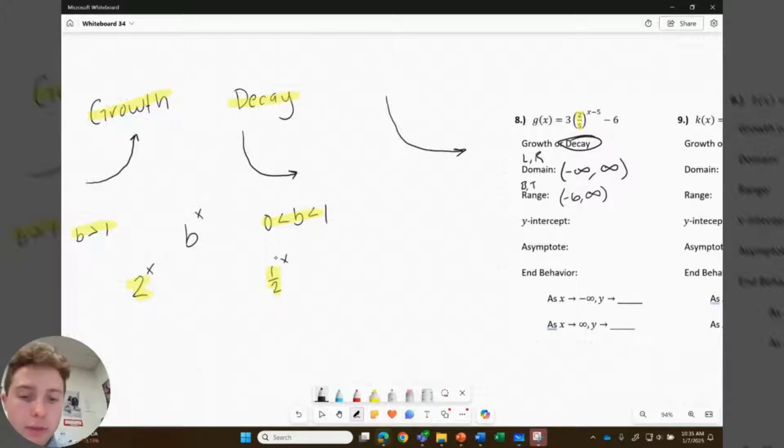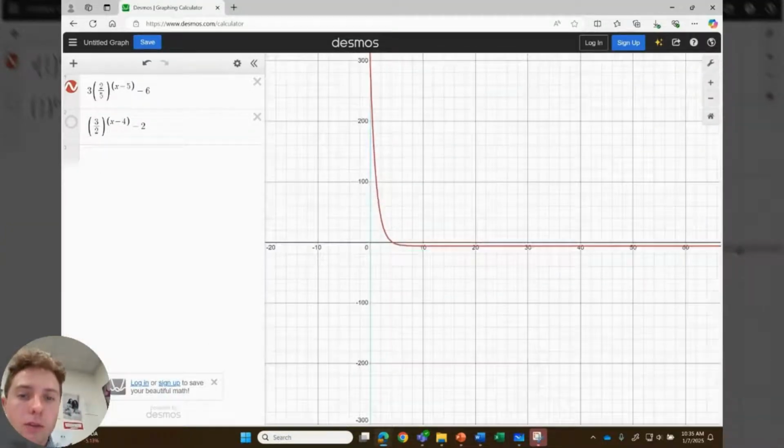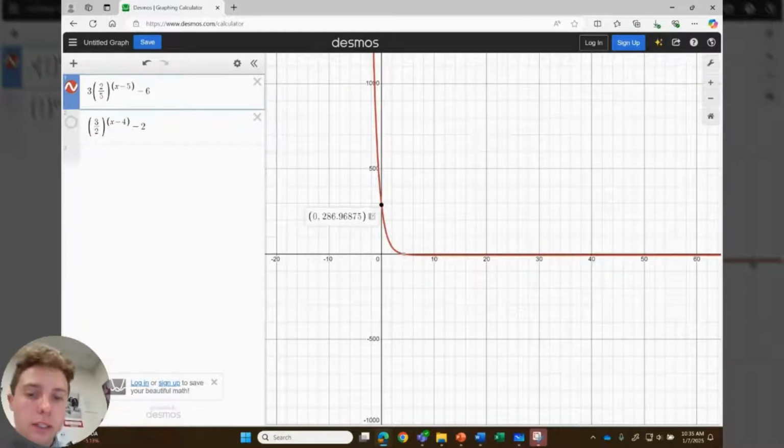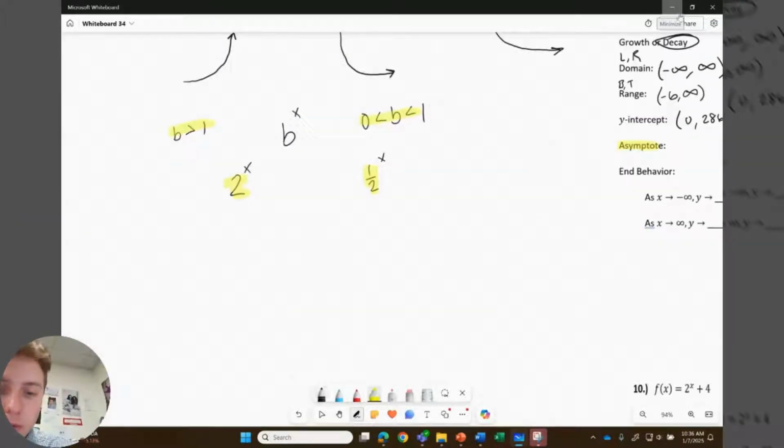The y-intercept, you can find that easily just by clicking around. You might have to zoom out to find it. In this case, our y-intercept is way up here at 286, roughly that value at least. And an asymptote is the new information for us. So let's define it real quick.